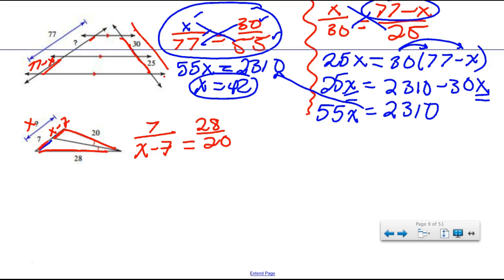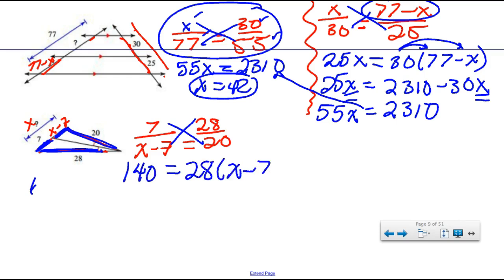So again, I'm just saying this piece is, here I'm going to go with a different color so you can see it. Let's go with the blue. I am saying this piece is to this piece as this piece is to this piece. And then again, we'd just set the cross products equal. We'd have 140 equaling 28 times x minus 7.